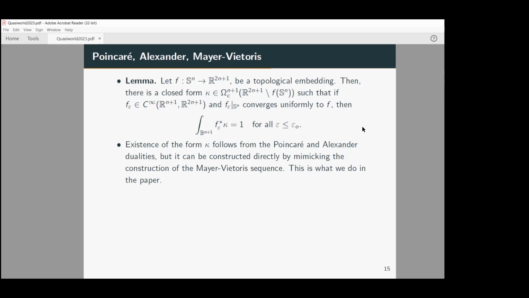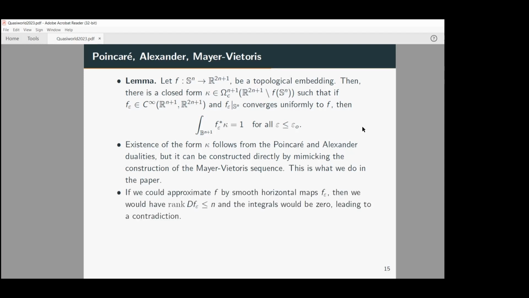So we construct this form explicitly by just mimicking the construction of the Mayer-Vietoris sequence. The construction is elementary, it doesn't require any knowledge in algebraic topology. Anyway, such a form exists. And now, if we could approximate f smoothed by horizontal maps, f epsilon, then for horizontal maps, the rank of the derivative would be less than or equal n, and the corresponding integrals would be 0, and we would arrive at a contradiction. Well, but this simply means that the mapping f cannot be approximated by horizontal maps f epsilon. So that's not much.